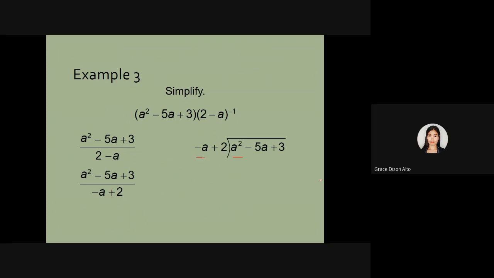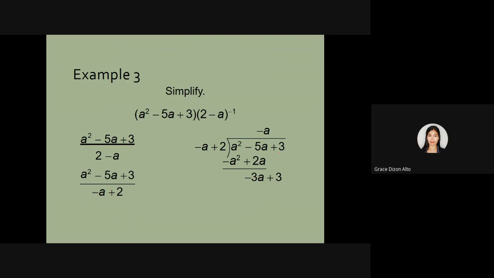Dividing it in that format, we will divide the first term of the dividend by the first term of our divisor. So we get a squared divided by negative a is negative a. Multiplying it back, negative a times negative a is positive a squared. Changing it will become negative a squared. Negative a times positive 2 is negative 2a. Changing it, so it will become positive 2a. Combining negative 5a and positive 2a, the answer is negative 3a.